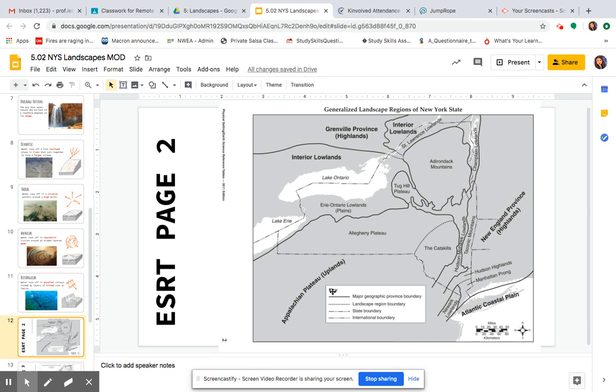Okay, and what these different lines mean. A solid line is a major geographic province boundary. This is based on the geography. The dotted line is the landscape region boundary. The state boundaries have a solid line and dotted lines in between. And then the international boundary is very similar to the state boundary, but there's more lines in between. They also give us a compass on the side, as well as a scale to figure out distance. So that's page 2 of the Earth Science reference table.